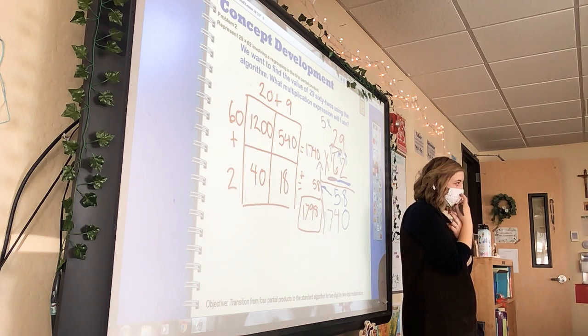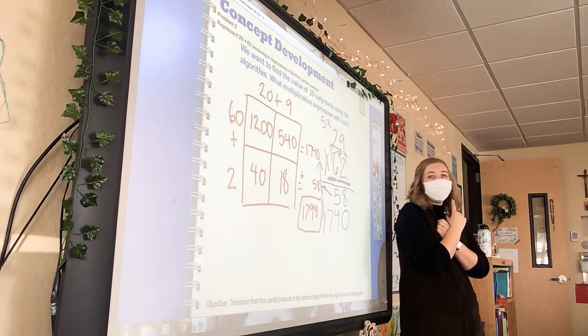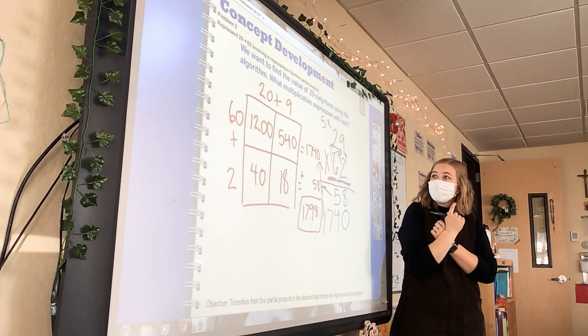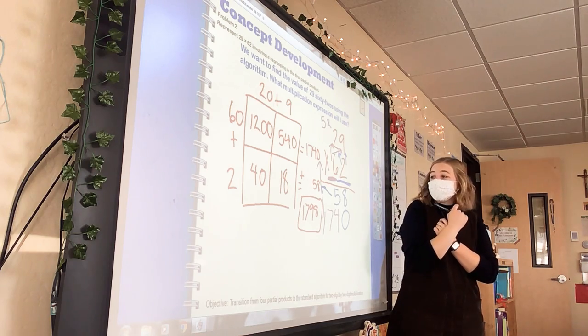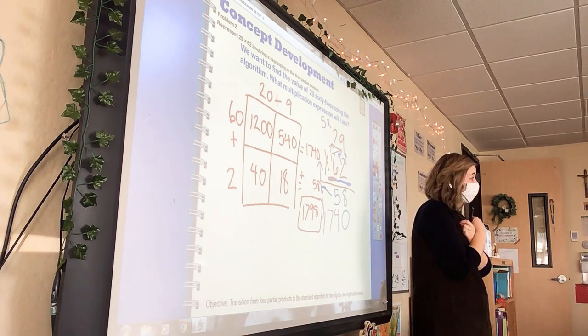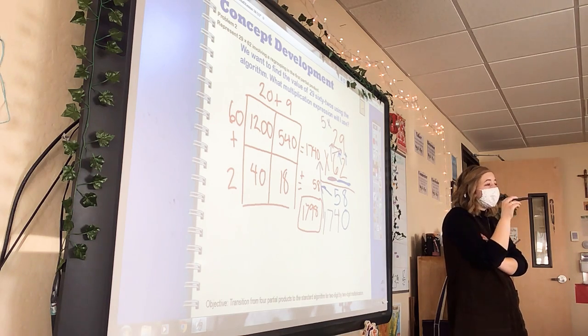Yes, Abby. With the area model, let's say you wrote, since opposite sides are the same, 60 plus 20 and 20 plus 9 over there, then the box that has 18 in it would be 9 times 2, which is part of the standard algorithm. That's true. Yeah, that's a very good thing to notice. Exactly, Adler. That's great.